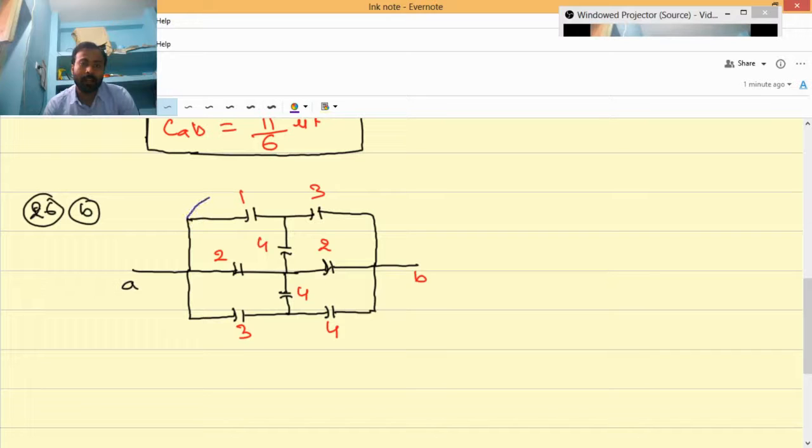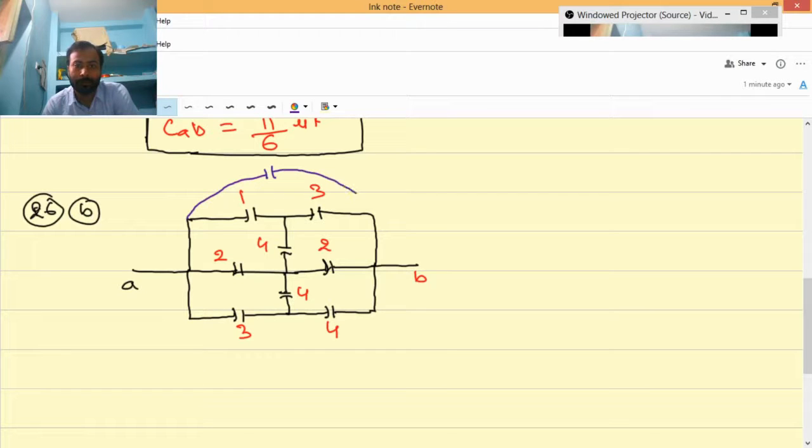So we will just find first the pi equivalent of a T network. So here two T networks will be there. One T network will be like this and other T network will be like this. So we will evaluate these two T networks in terms of their pi, and after that we will decide what to do. So let us first convert these two T networks into its pi network.